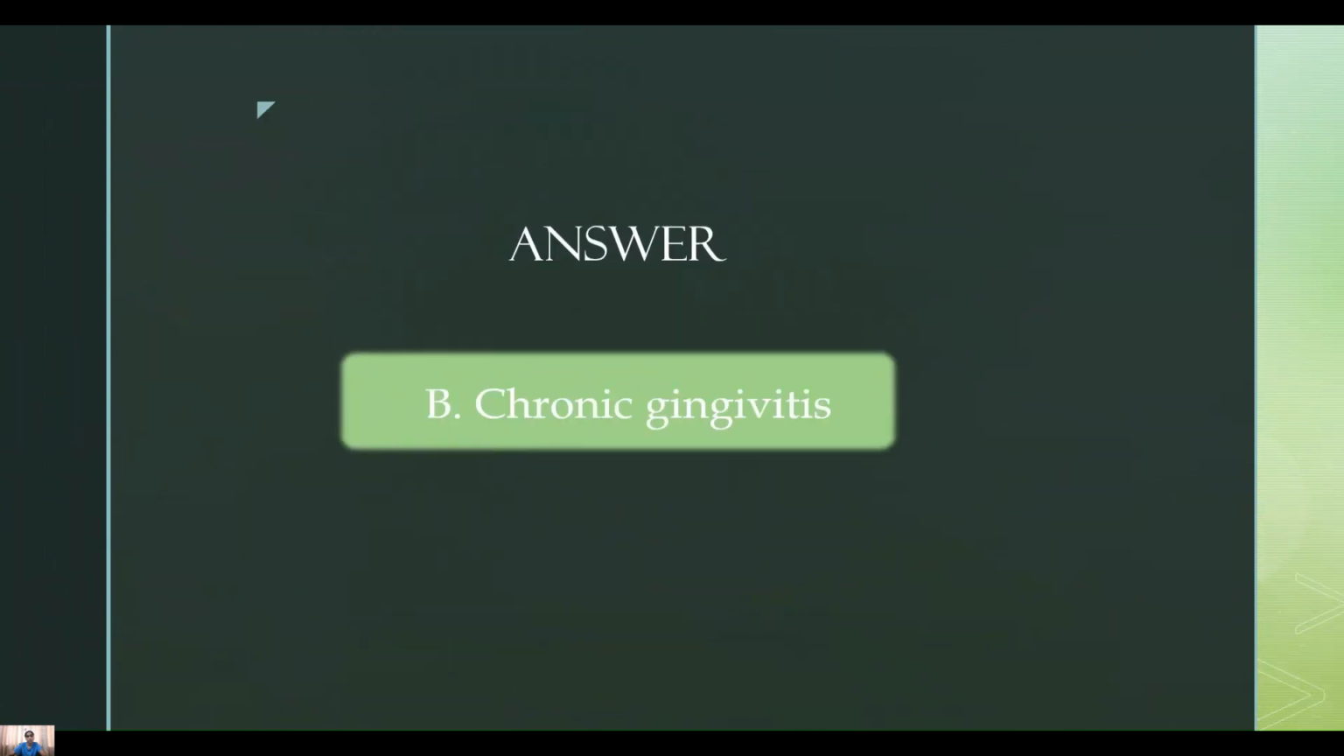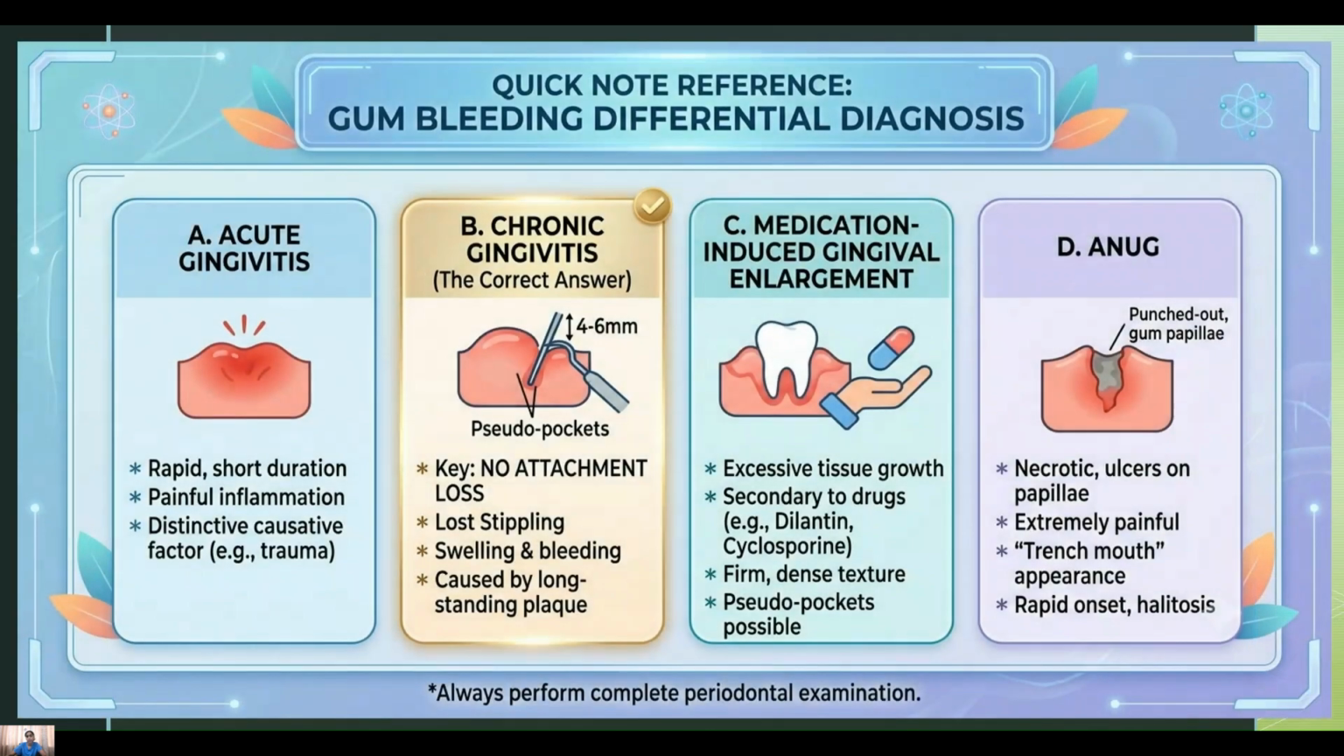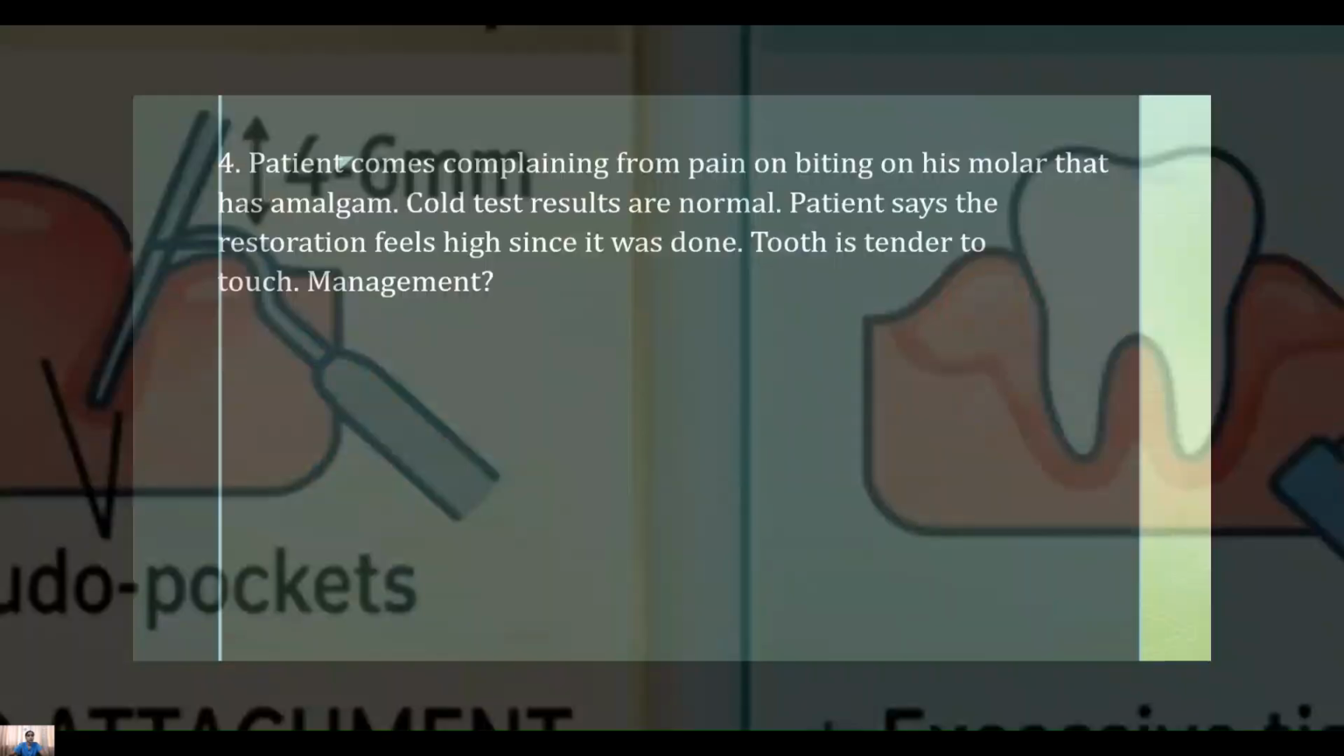Chronic gingivitis. The definitive key here is no loss of attachment level. Even with 4 to 6 millimeter pocket depth, these are pseudo pockets caused by tissue swelling rather than true periodontal breakdown. Classic signs like loss of stippling, bleeding on probing, and localized swelling confirm active gingival inflammation, because ANUG presents with a distinct, painful, punched out papillae and pseudomembranes, and acute gingivitis has a sudden localized onset. This presentation, typical of long-standing plaque accumulation, clearly points to chronic gingivitis. So let's move on to our next question.